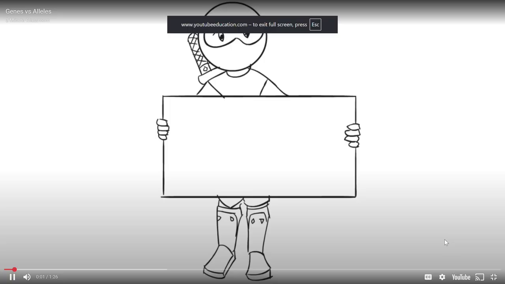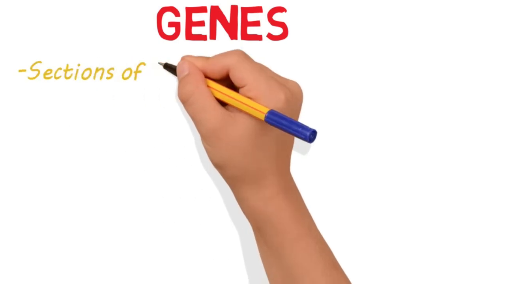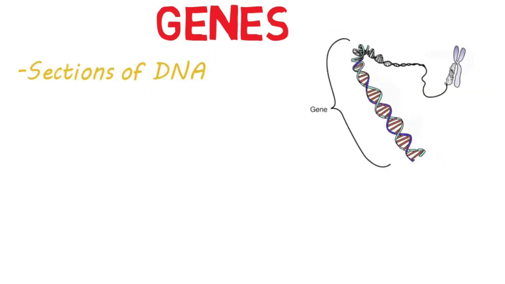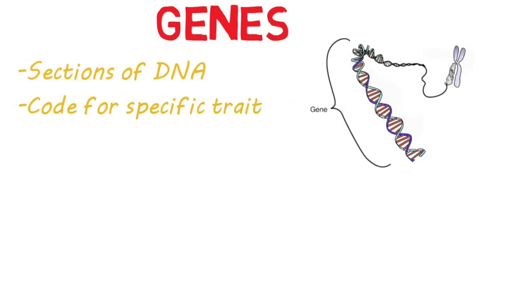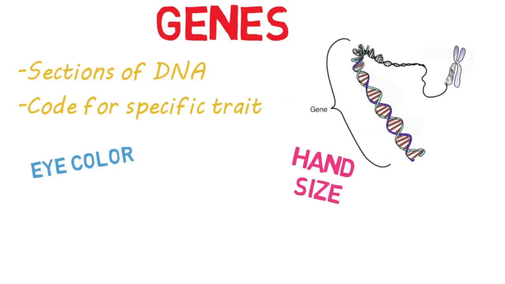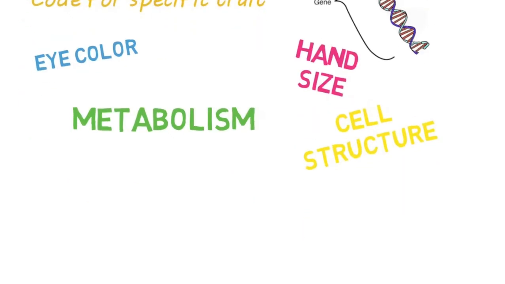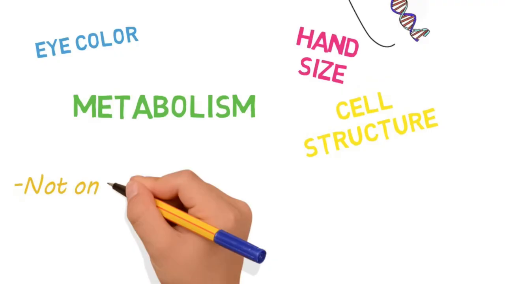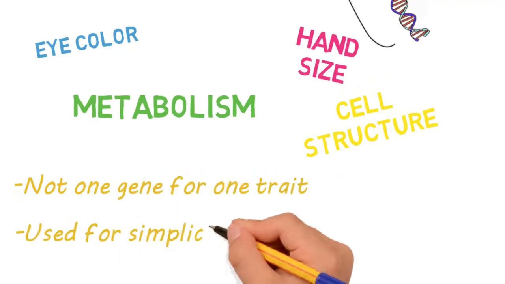Thanks for stopping by. Today we're going to talk about the difference between genes and alleles. Let's start with genes. Genes are sections of DNA which code for a specific trait. You have literally thousands of genes. You have genes for eye color, hand size, metabolism, cell structure, and every other piece of your body. It's not as simple as one gene for one trait, but most basic biology classes discuss it this way for simplicity.